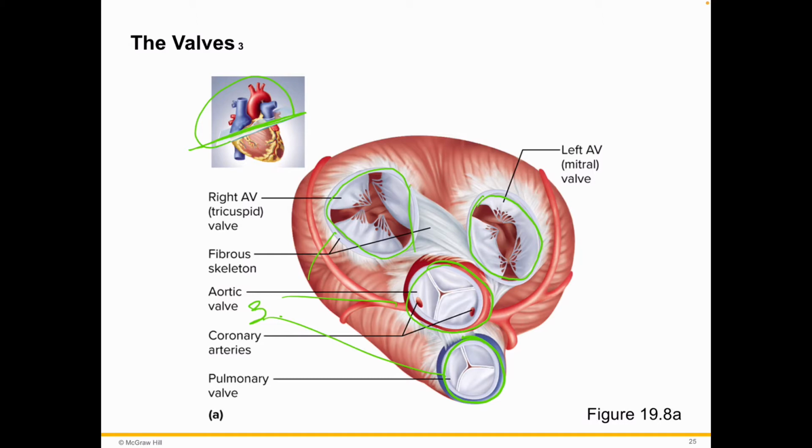Two of which are more internal to the heart proper. These are what we call the atrioventricular valves. Sorry, that's terrible handwriting. The atrioventricular valves separate the atria and the ventricles. Here's the heart, atrium and ventricles, so that's what these ones are here.